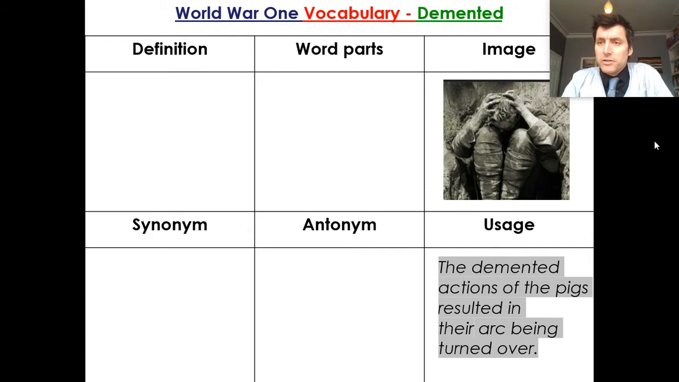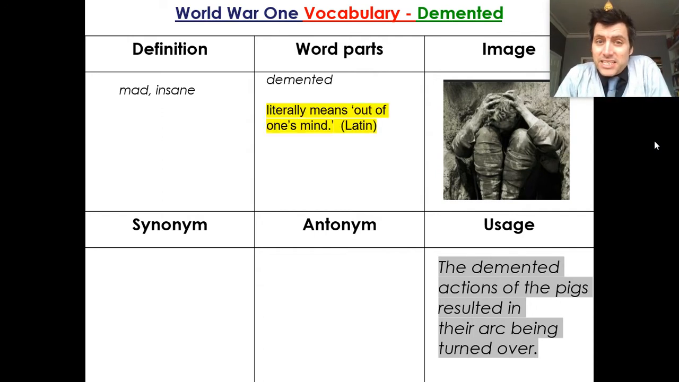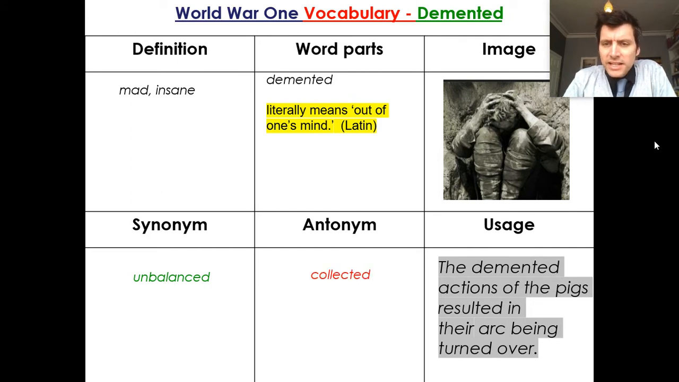Wilfred Owen was somebody who experienced this, and we can see the picture of the soldier who's just trying to block out what's going on in the world. He's not acting rationally necessarily. He just wants the guns to stop. We can think of a definition of something like mad or insanity, and then demented. In Latin, it meant without, out of your mind. So when you've lost control of what you're thinking, what you're considering about the world. A synonym might be something like imbalanced, and an antonym might be collected or in control.